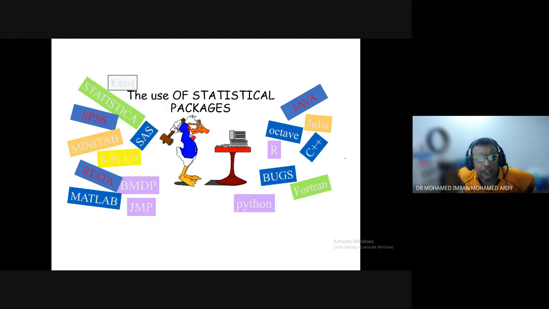So these are some of the statistical softwares yang available. Kita katakan package, okay, which are available in the market. Daripada sekecil-kecil Excel sampai Python, sampai Fortran, sampai Java, C++, MATLAB, Minitab, S+, macam-macam lagi lah. Ini yang saya boleh ambil lah. Okay, ada banyak lagi. So these are the statistical packages yang available. Okay, so you can use any one of them if it's related to your study. Okay, and you pandai guna lah.